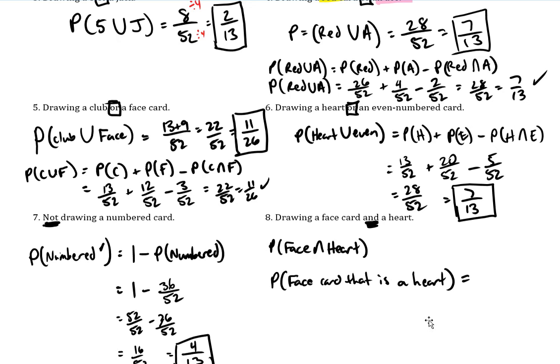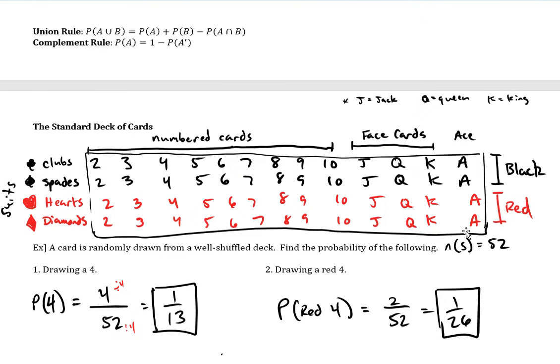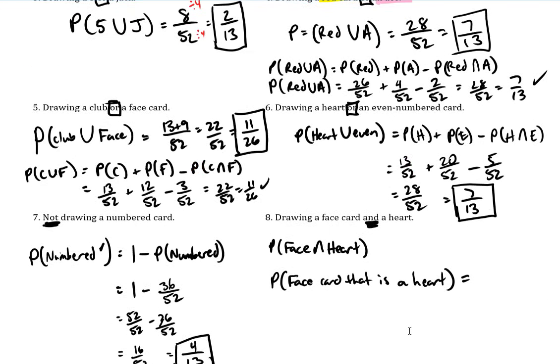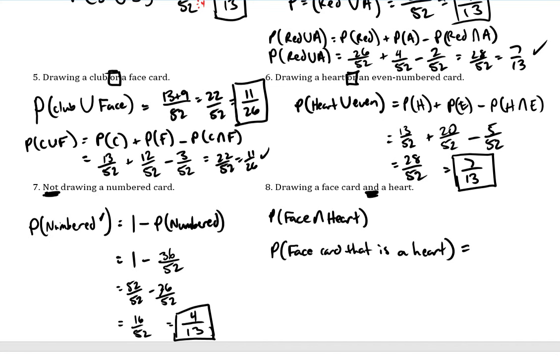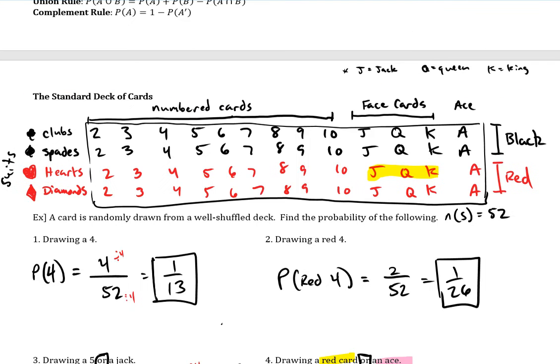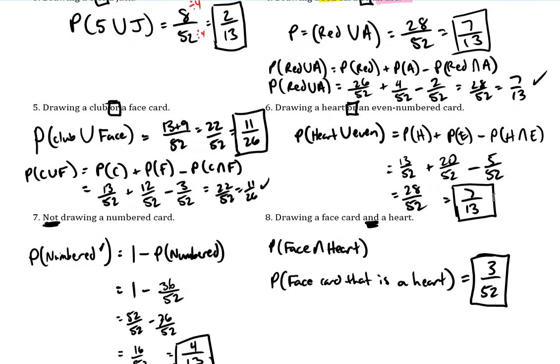Okay, so it's where the two would overlap. So a face card that is a heart is where they overlap. Here's my heart. Face cards that are hearts are those three right there. So we had 3 out of 52, and that does not reduce. Notice the aces are not counted in that. Face cards, aces don't have faces on them. Okay, so there they are.